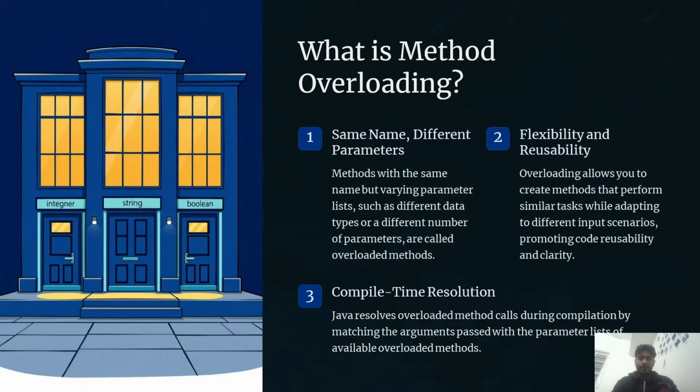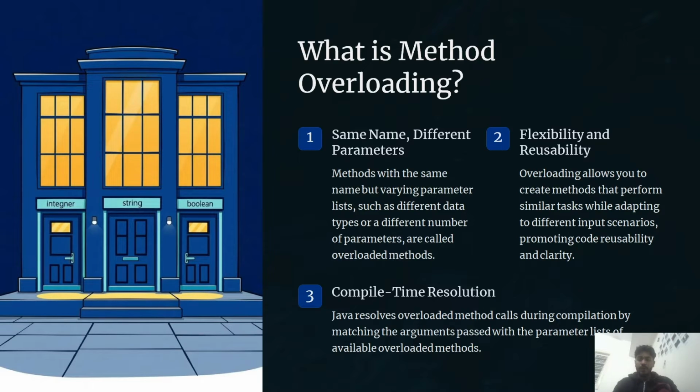Same name, different parameters. Methods with the same name but varying parameter lists, such as different data types or a different number of parameters, are called overloaded methods. Second, flexibility and reusability. Overloading allows you to create methods that perform similar tasks while adapting to different input scenarios, promoting code reusability and clarity.